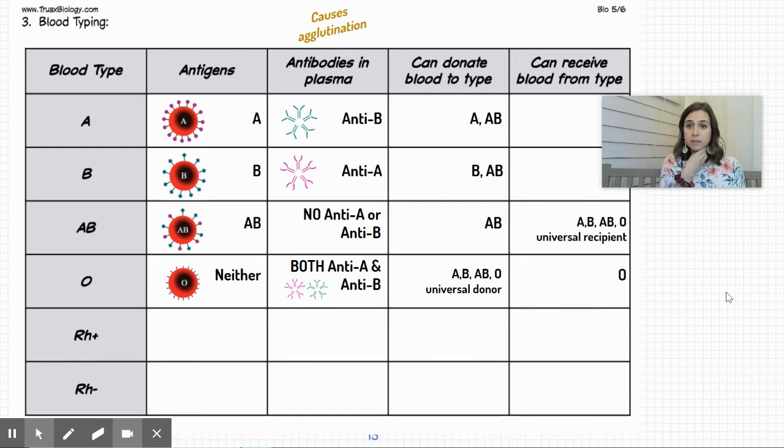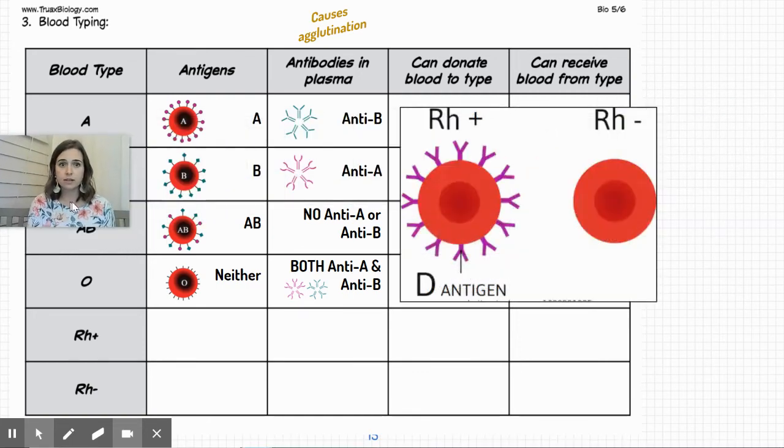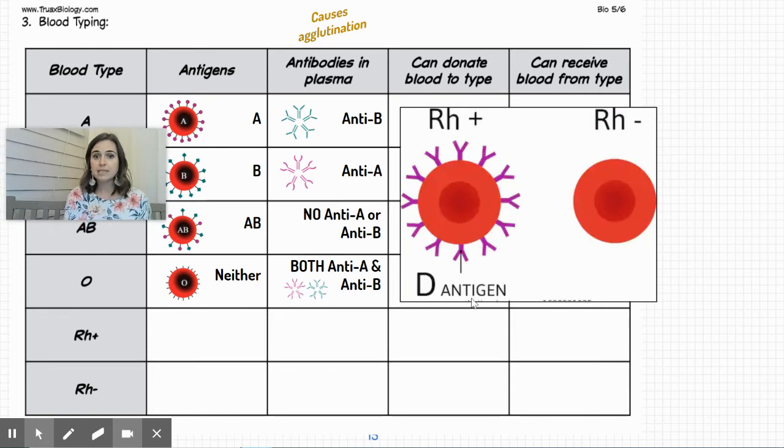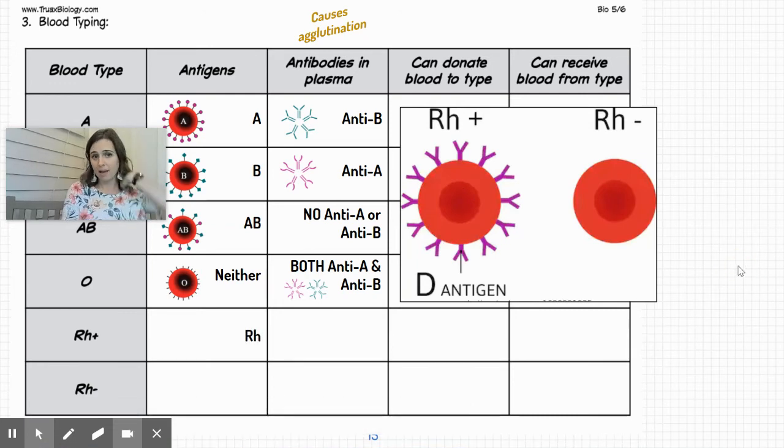So if somebody is Rh positive, what that means is that their cells have the D antigen. They don't call it the D antigen, they just call it the Rh factor, but it's a different type of antigen present. So if they're positive, they have that antigen. I put Rh down here. D's not wrong. You won't see that on the test though. But Rh positive means you have the antigen. That's all.